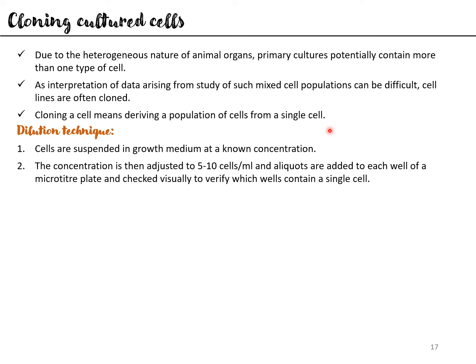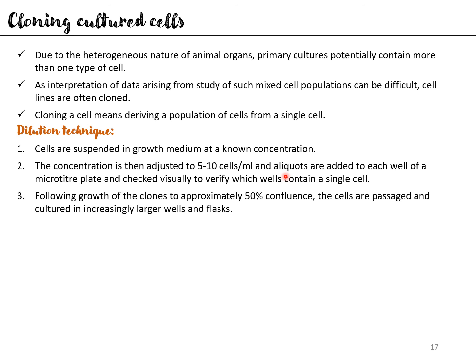So you dilute it such that you have only 5 to 10 cells per ml, and now you aliquot it into the microtiter plates. And then you have to visually inspect each of these wells to see which of them has a single cell. Because let's say you have 5 cells per ml and you're pipetting 250 microliters or 500 microliters. So if you have 5 cells per ml, then that means you have 1 cell per 200 microliters. So you are pipetting 200 microliters into each well of a microtiter plate. And now you'll be visually inspecting each of these wells to see which well has a single cell.